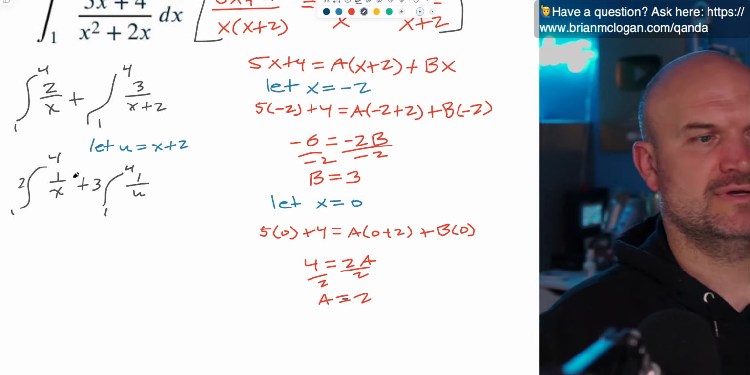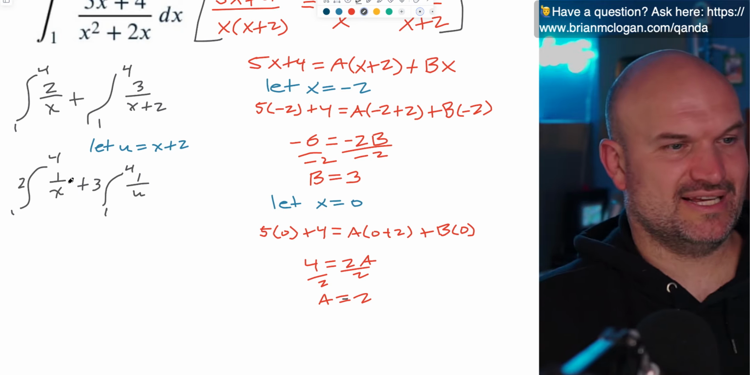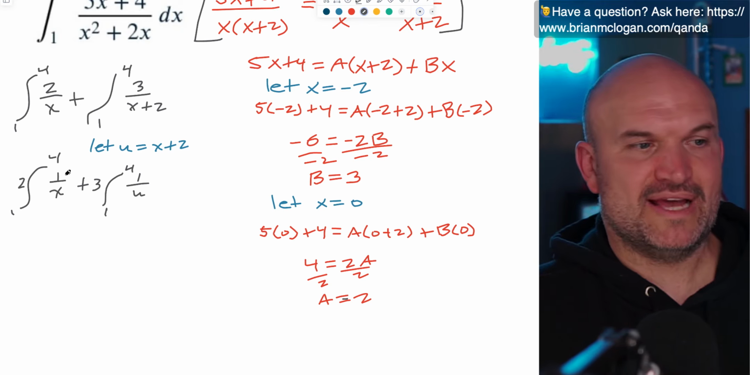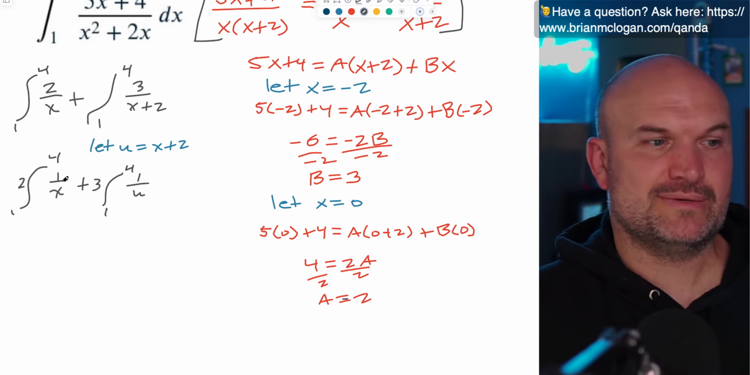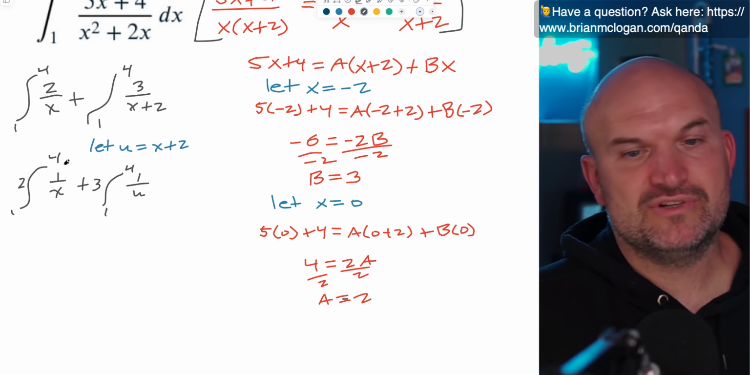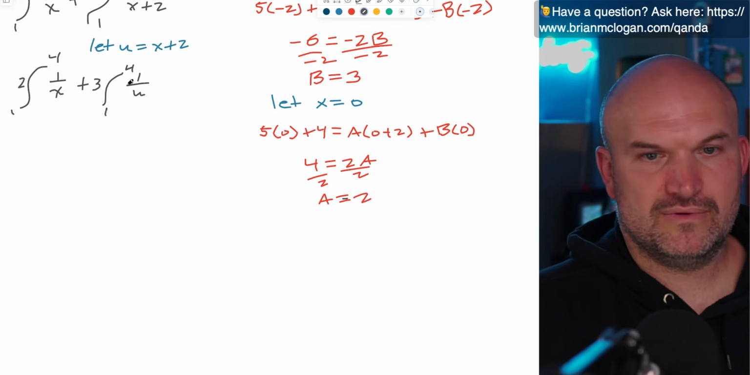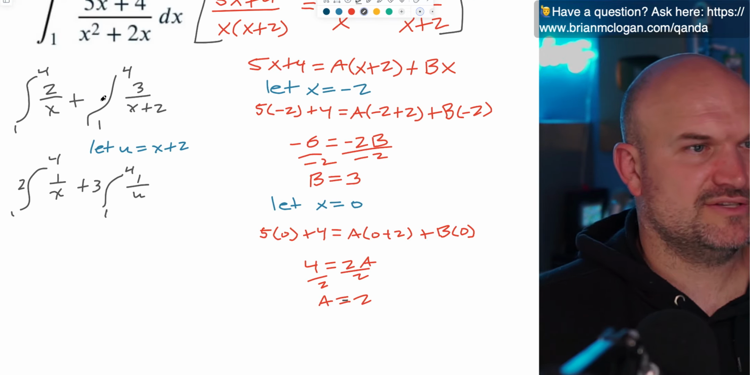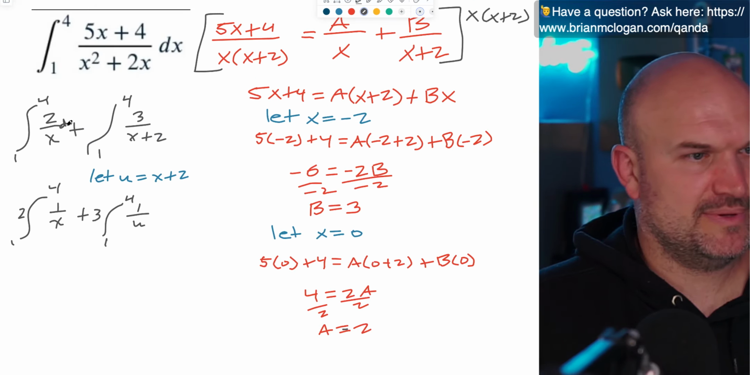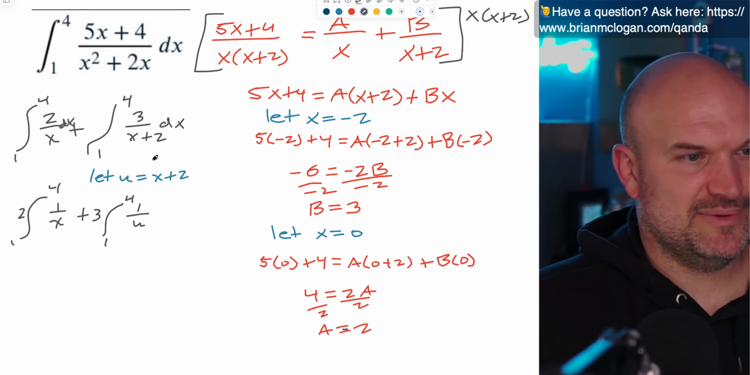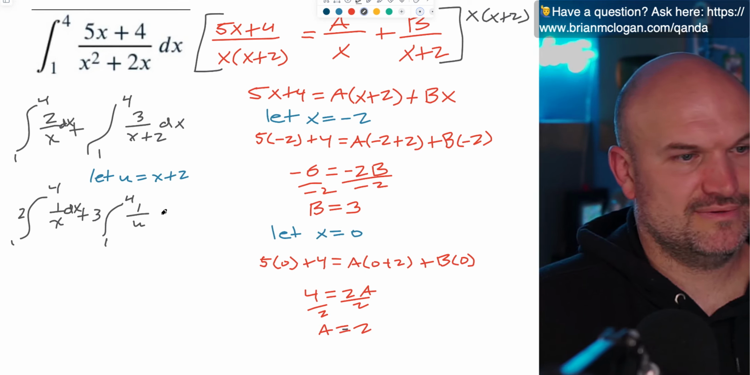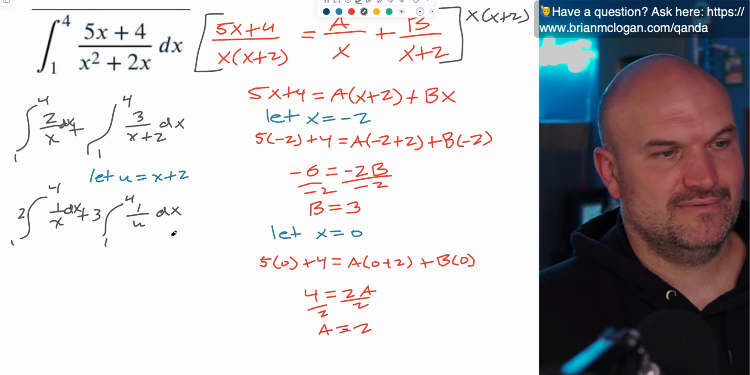Okay? So now I just need to understand, because these are in a very similar form, that if I want to take the integral of the reciprocal function, that's going to be my natural logarithm in this case. Oops, I forgot to write my dx. Got to be mathematically sound. Right? Okay.